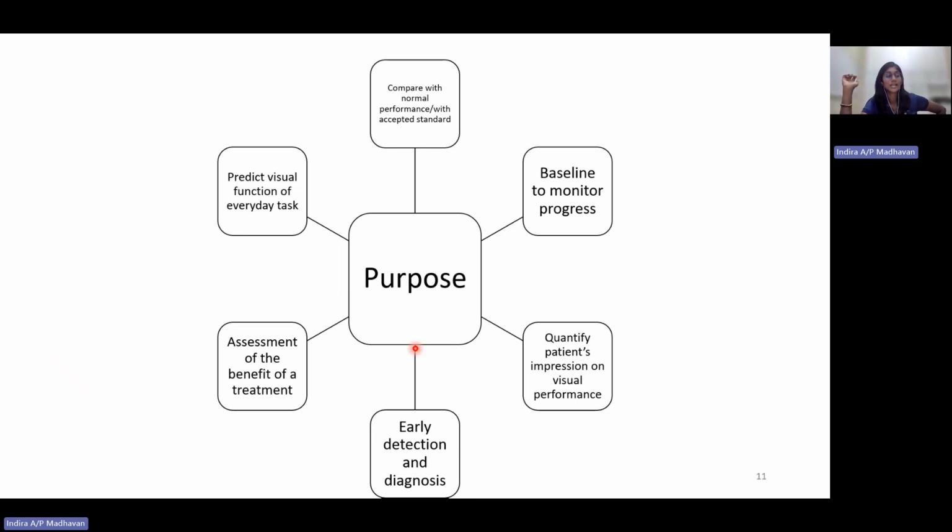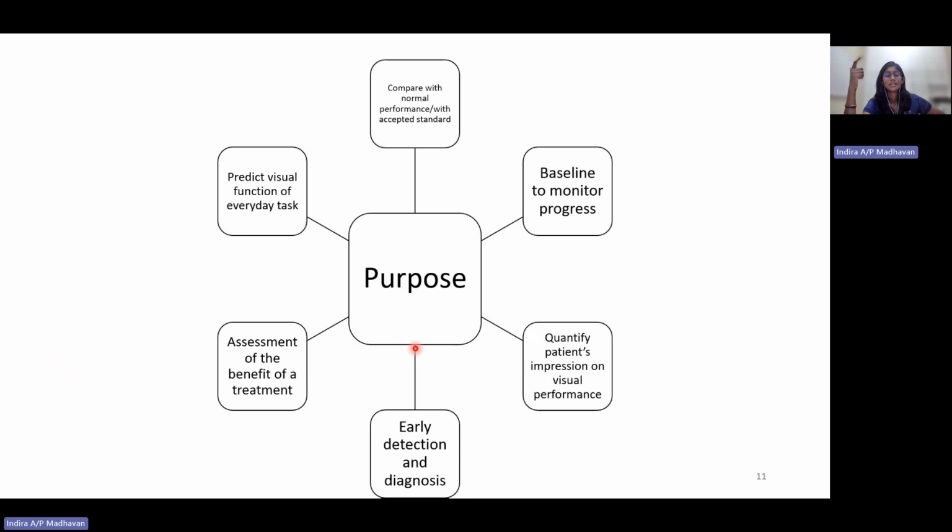So what is the purpose of this LVQOL questionnaire? Number one, compare with normal performance or with an accepted standard. Because there is a range of scores, showing whether they are doing well or not. If they fall into the normal range, that shows the patient is not having a big problem. If their quality of life is very poor compared to the normal value, that shows the patient is having a severe problem. So that gives an idea of what is happening to the patient's vision.